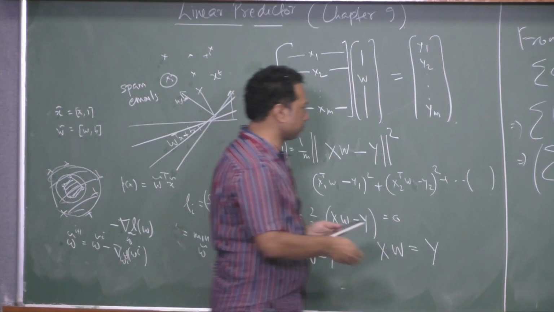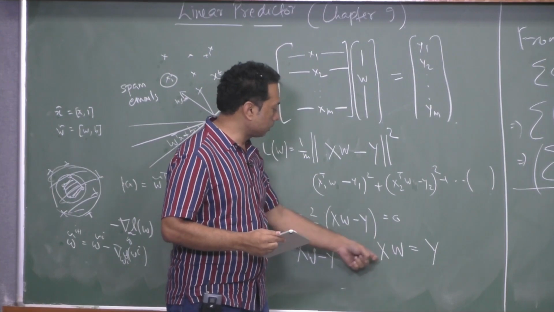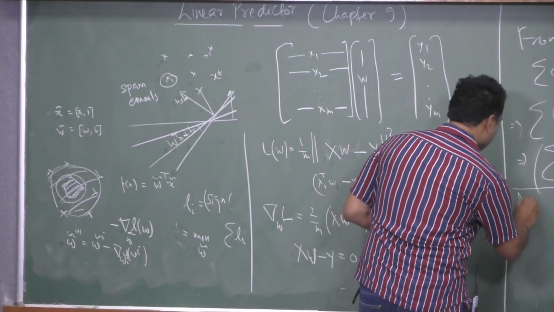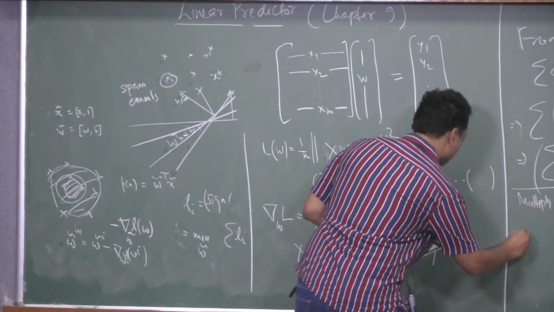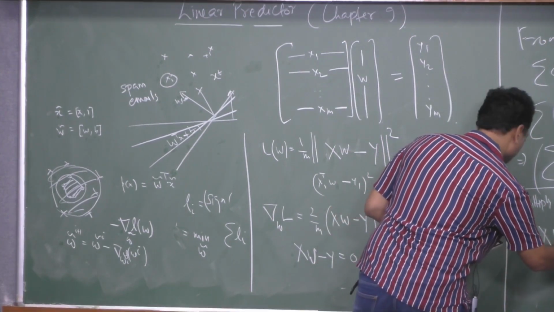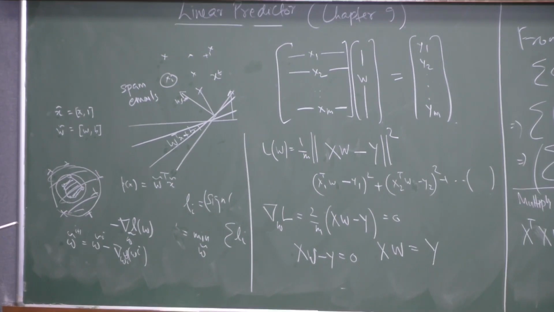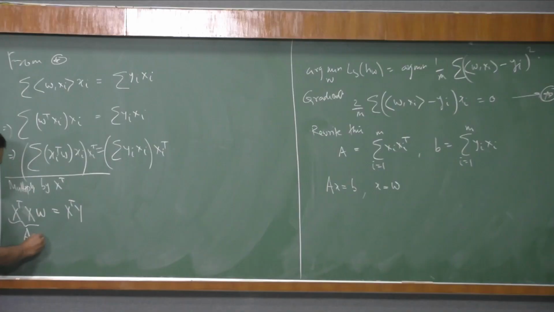So since it could be rectangular, we multiply by X transpose on both sides. What we have is X transpose X w is equal to X transpose y. Now I collect X transpose X as A, small w as w, and the right hand side is exactly X transpose y. So this is A, this is the w itself, and this is the b that we are looking for.